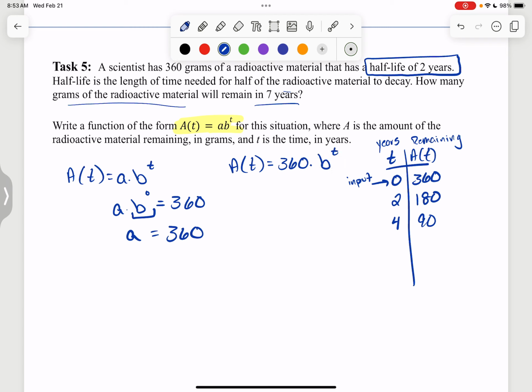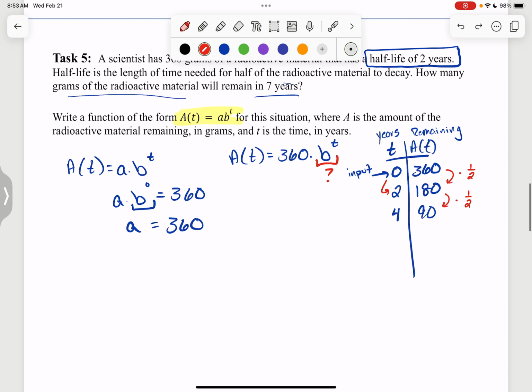Now I just need to figure out my missing piece. I need to figure out what b is. And we might be like, well, we multiply by a half each time, right? But my b isn't a half because that's not going down by 1 year. That's going down by 2 years. So 1/2 is not going to be that b. Okay, so I need to figure out what that b is.